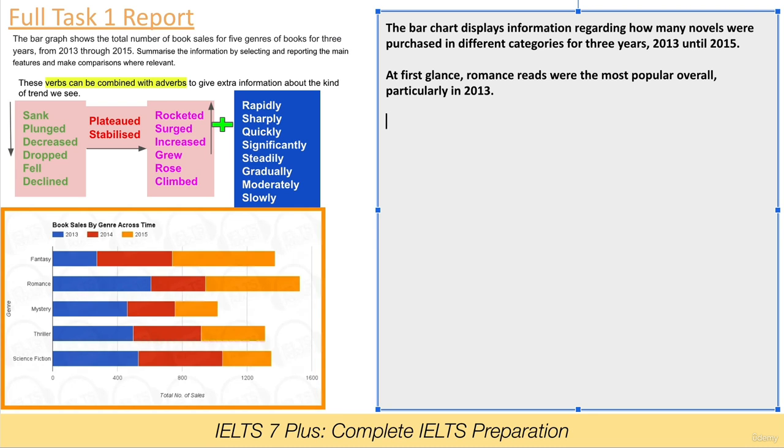Okay, so let's start our first group, which is going to be fantasy and romance. And we're going to say that they are the most popular. So the two most bought type of book overall were fantasy and romance stories.